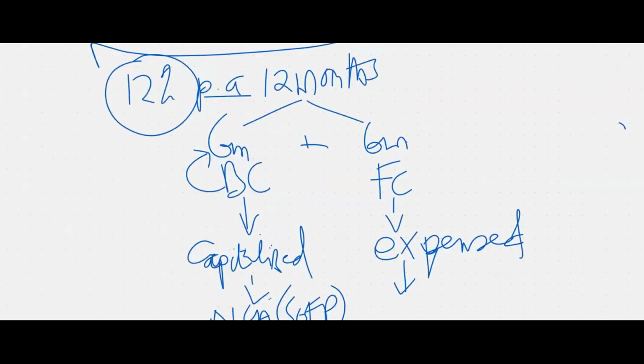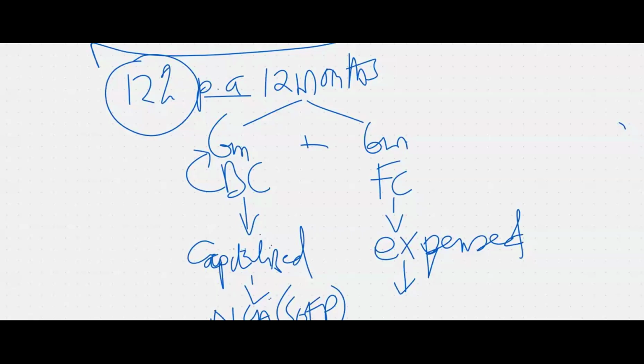The 12% for 12 months, that 12% is an interest rate. It's for the whole 12 months. And we have divided it into two. A portion has been capitalized as borrowing costs. The remaining portion of the interest, that is what we record there in the published accounts.